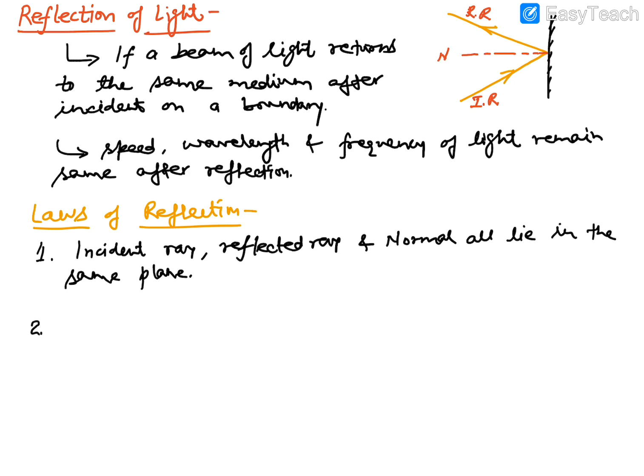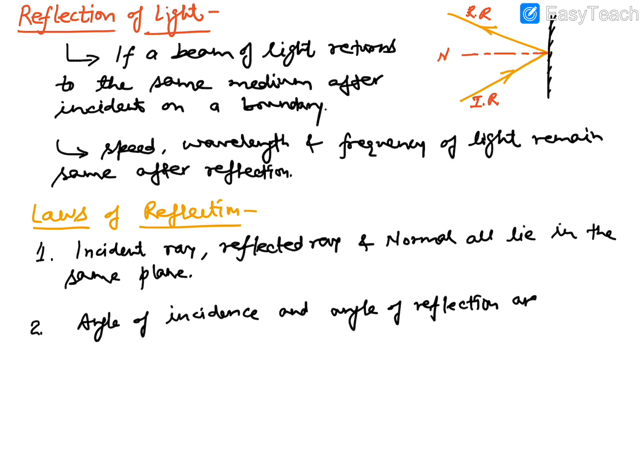Then the second law is: the angle of incidence and the angle of reflection are always equal. So they are equal in case of reflection. This is how reflection takes place, that you'll find the angle of incidence and angle of reflection are going to be equal.